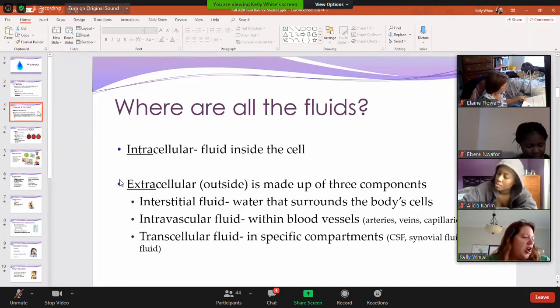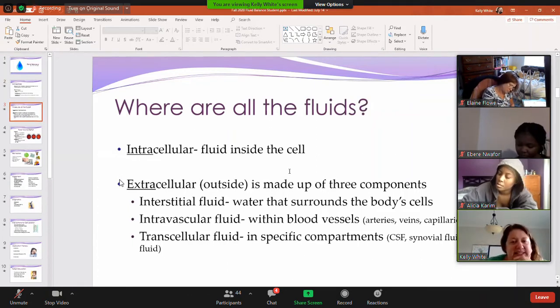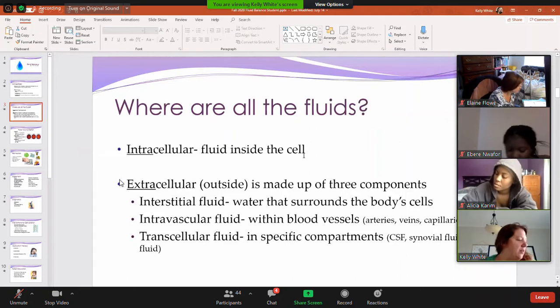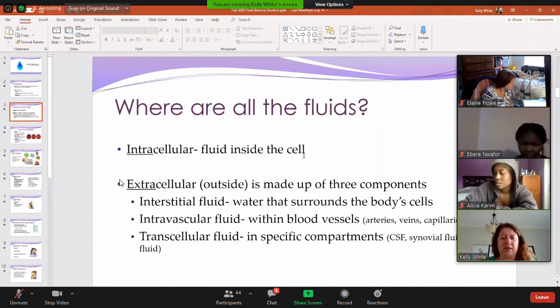So where are all these fluids at? We have intracellular fluid, which is fluid inside the cell. And we have extracellular fluid, which is made up of three different parts. First, we have interstitial fluid, which is the fluid or water that surrounds the body's cells. So that's the fluid outside of the cell.